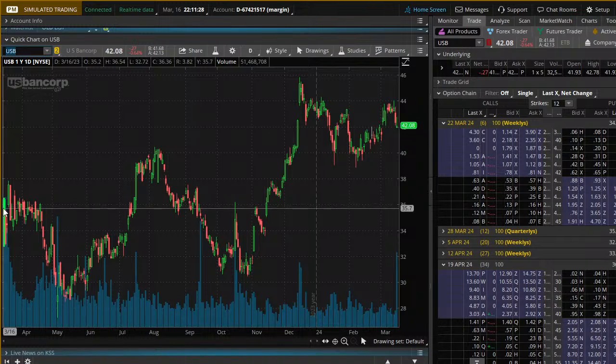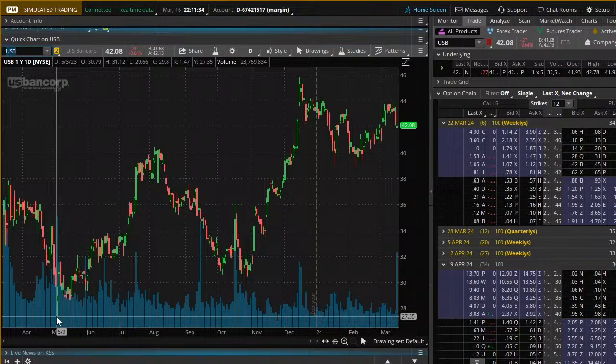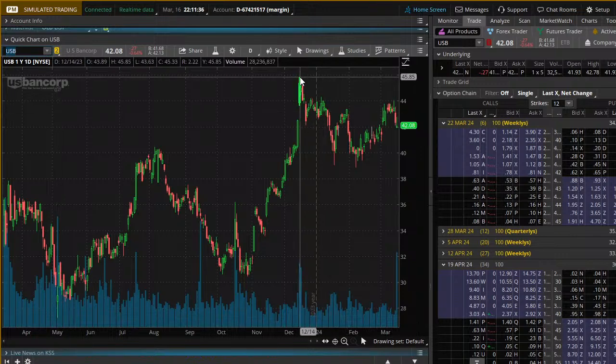Okay, a year ago it was at 35.74. The bottom was in the beginning of May, 27.35. The top, 45.85. That was the middle of December, and currently it's at 42.08. Okay, now that makes me want to take a look a little bit deeper.